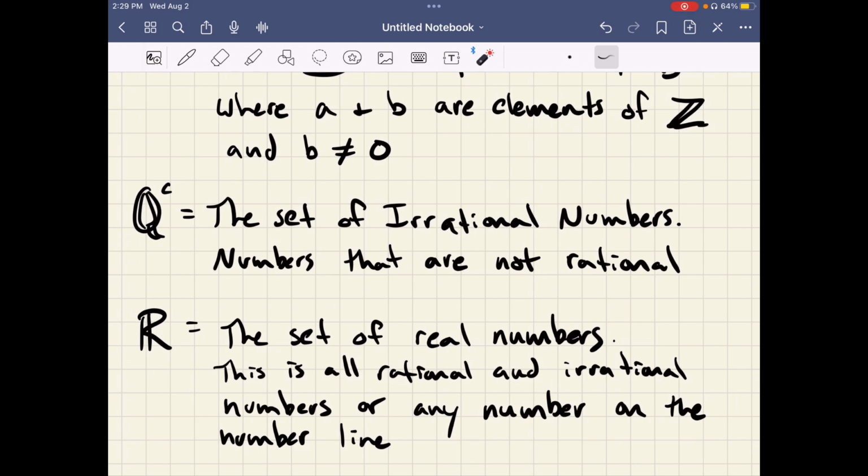Or another way to think about it, if I were to draw a number line, that would be any number that can be included on that number line. That includes decimals, repeating decimals, non-repeating decimals, whole numbers, negative numbers, and 0. They're all the real numbers.